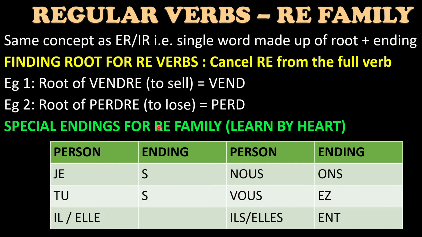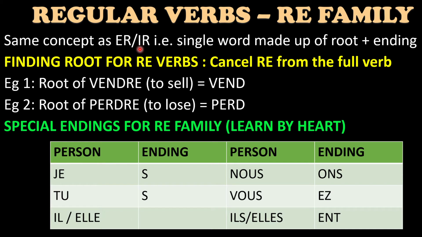And now we'll come to the last family, which is perhaps the smallest one, but it has to be done nevertheless because there are some important verbs here. So here we're talking about the RE family, the third family of regular verbs in the present tense. The concept is the same as what you have done for ER and IR, so this shouldn't be very difficult for you to understand.